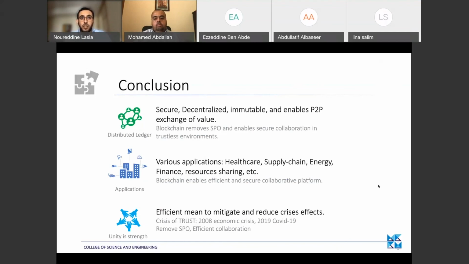We have also seen in the current COVID-19 crisis how blockchain, by enabling an efficient way to collaborate between different stakeholders, and specifically between new stakeholders, can be very useful, as we have seen, for example, in the case of supply chain, and also for medical or document sharing. So with this, we reach the end of this presentation.